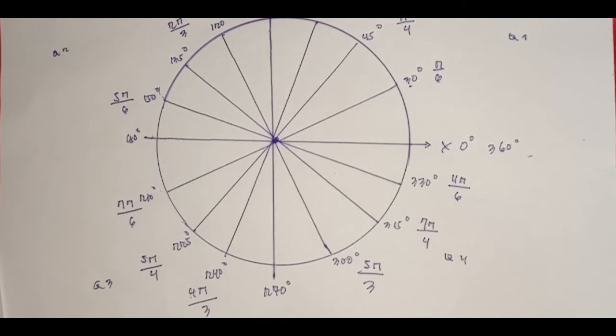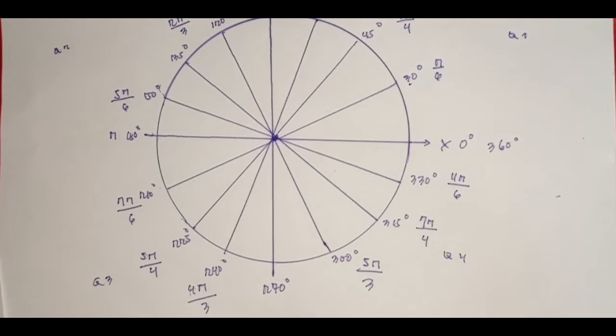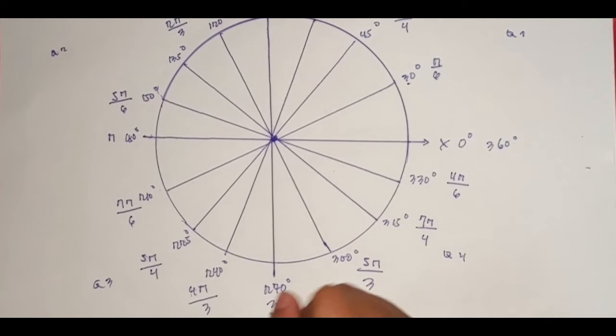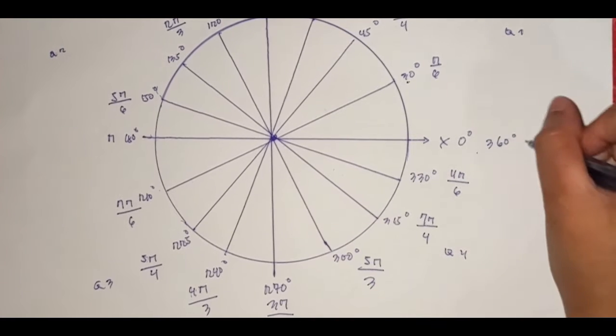So for 90 degrees, we have pi over 2. For 180 degrees, pi, and for 270 degrees, we have 3 pi over 2. And for 360 degrees, we have 2 pi.